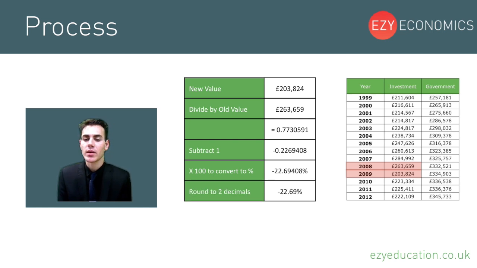And then finally we want to round this to 2 decimal places, which in this case is going to be minus 22.69%, because the third decimal place, a 4, is below 5, so therefore we round it down and it has no impact on the next value, which is a 9. So minus 22.69% is the correct answer.